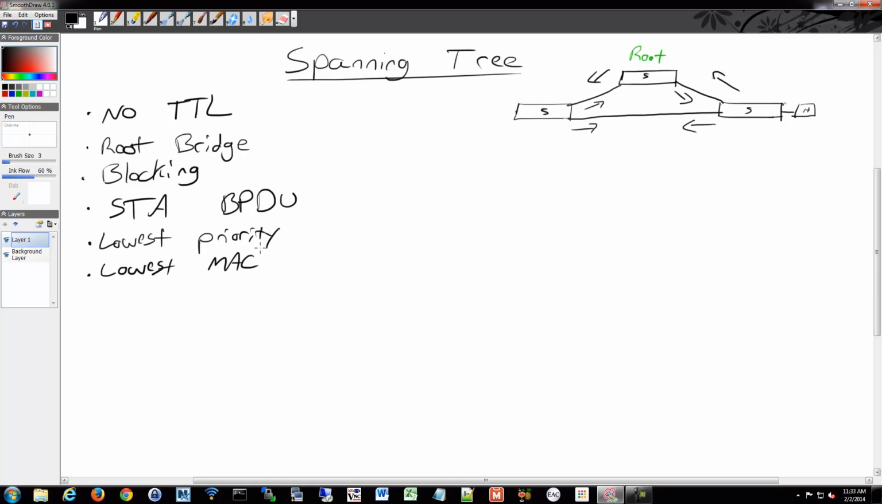It's common to also make your root bridge the core switches in your backbone. So potentially up here you'd have like a big chassis switch, and then that would be your root, and you would do so by giving it a very low priority level so that it would take over ownership of that root status.